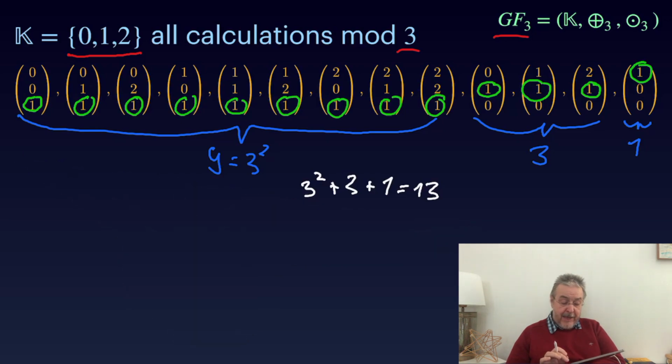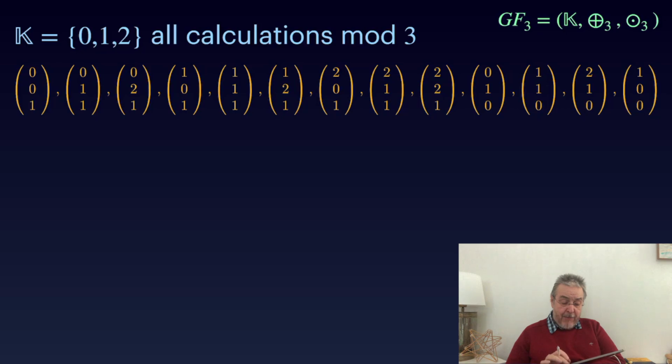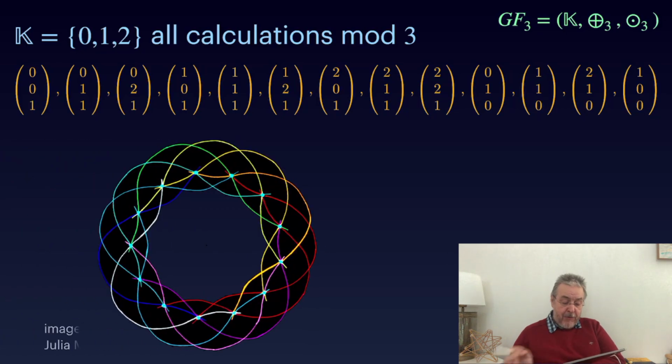It was Julia Martini, and she came up with the following beautiful drawing of the same incident structure, and you see it also has such a kind of cyclic symmetry as we found it in this Fano plane, and it seems to be the case, I'm not completely sure about it, but it seems to be the case that every projective geometry that comes from a prime number field has this property.